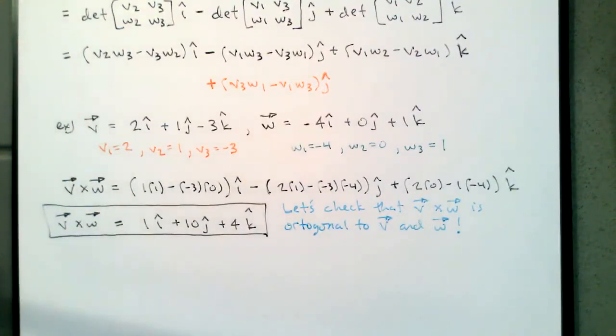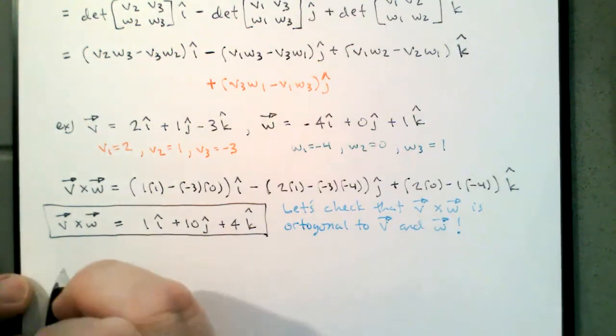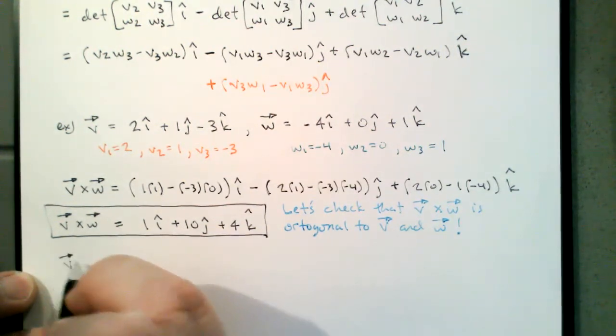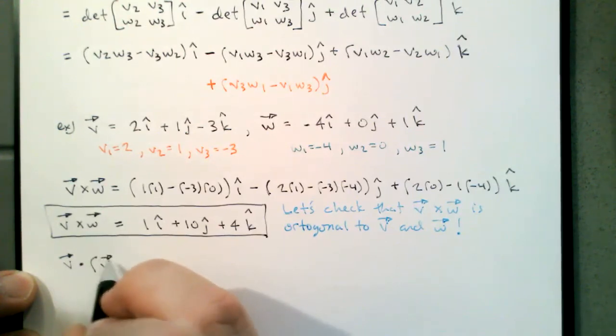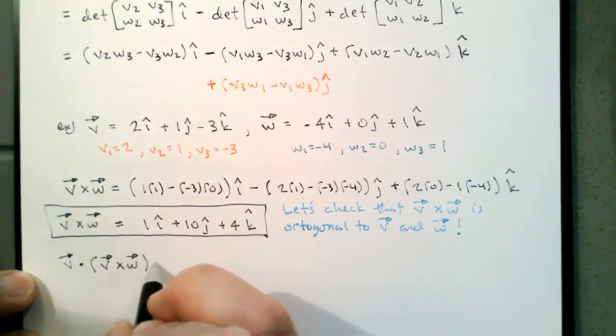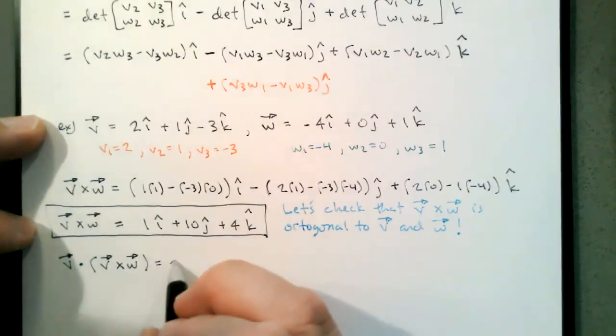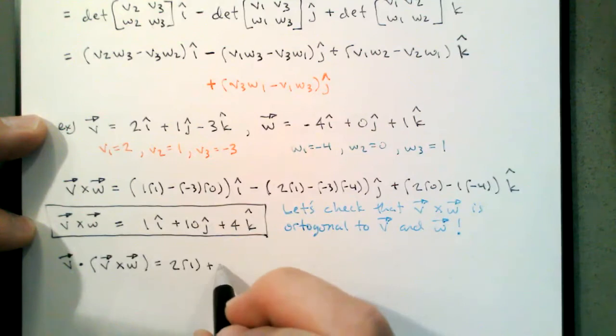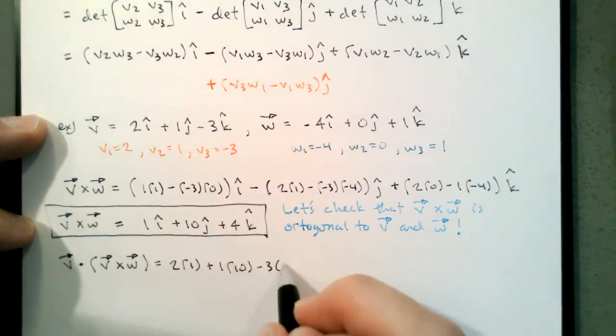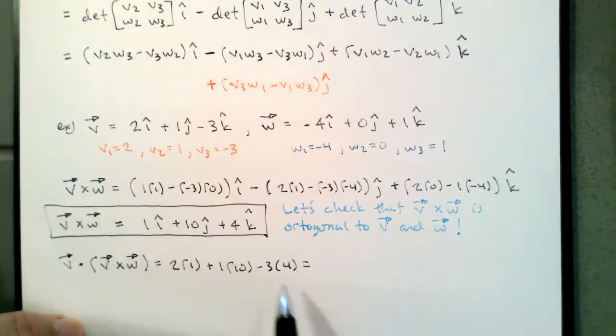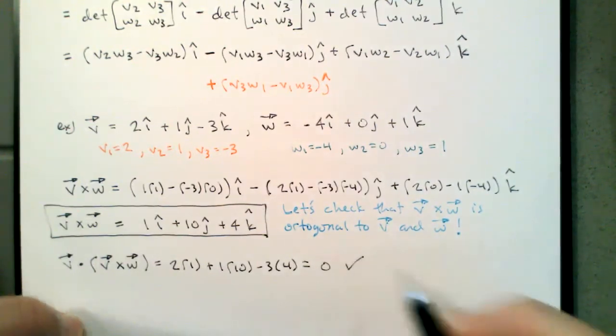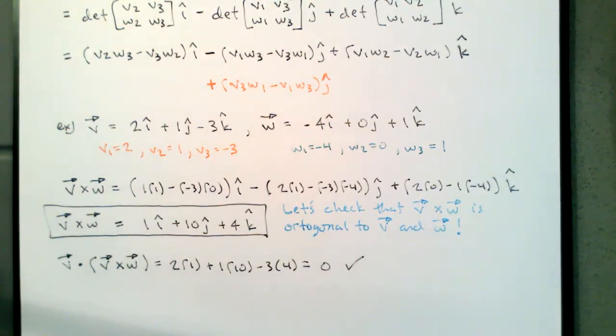We're going to use the dot product to do this. If the dot product of vectors is equal to 0, then the vectors are perpendicular. So I'm going to calculate V dot V cross W. So that'll be 2 times 1 plus 1 times 10 minus 3 times 4. So 2 and 10 is 12, minus 12 is 0. V cross W is perpendicular to V.